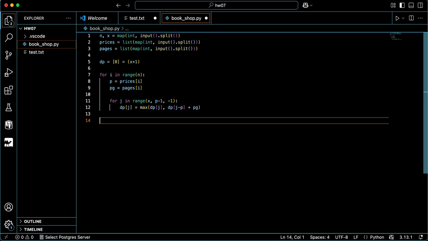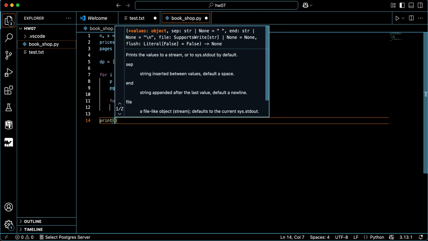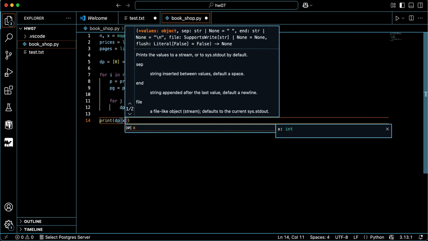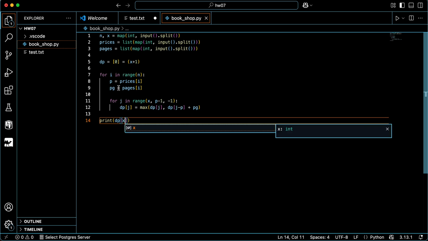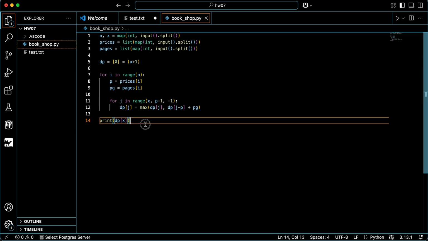And so our answer would just be printing the xth value of our DP table, since that just tells us the maximum number of pages you can get for x. If the problem was asking something else where they gave you an input, you can just input that number. So let's say you want to find the maximum number for 3 pages, then you can do that. For 5 pages, you do that. But here we're just doing x. And so this should work.